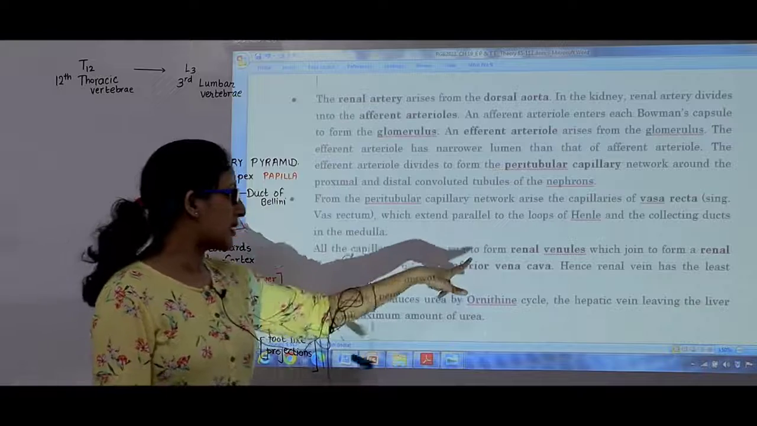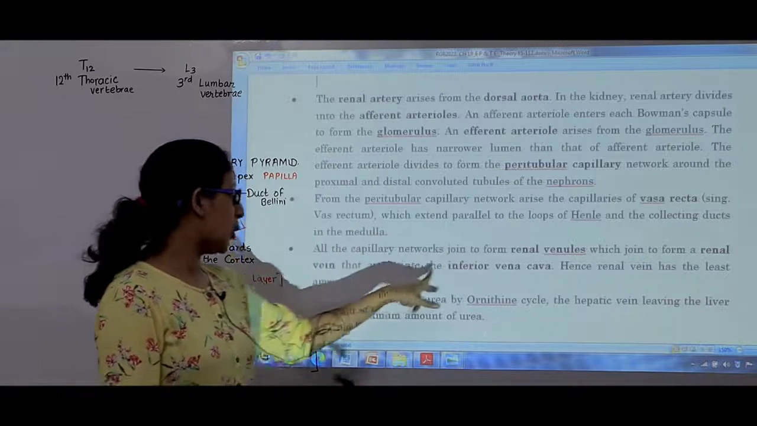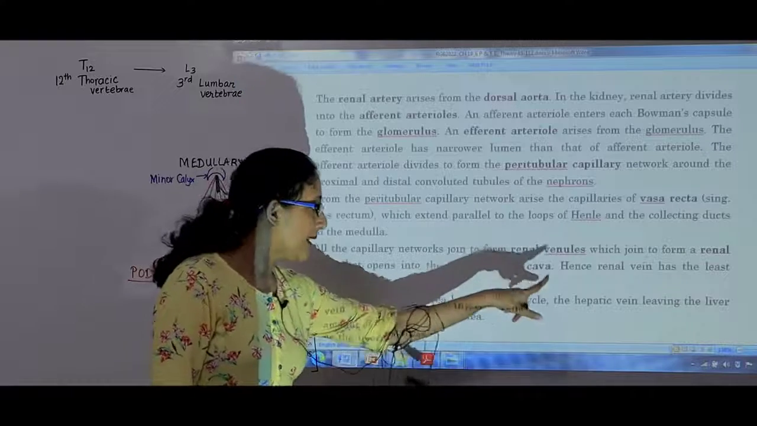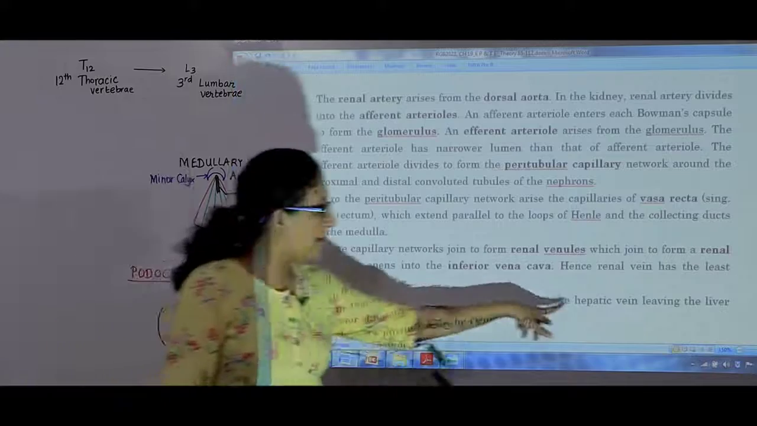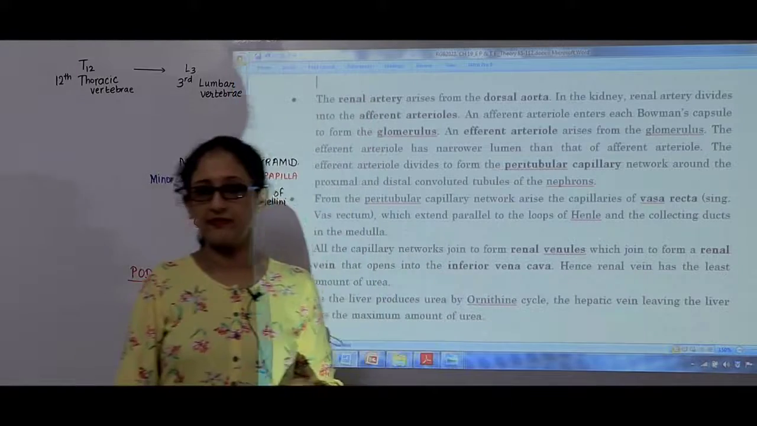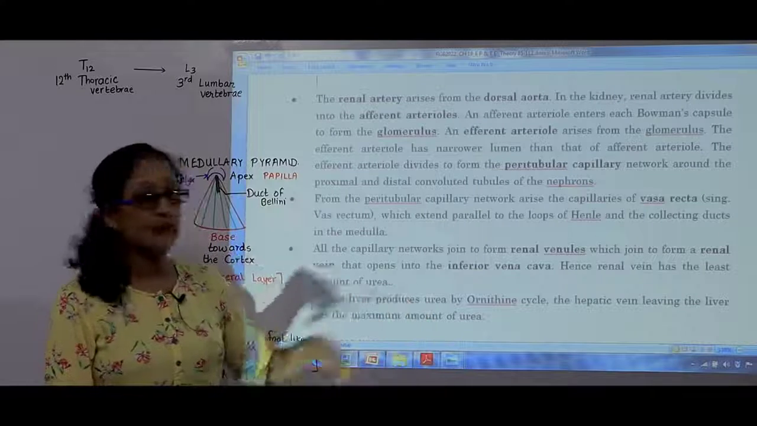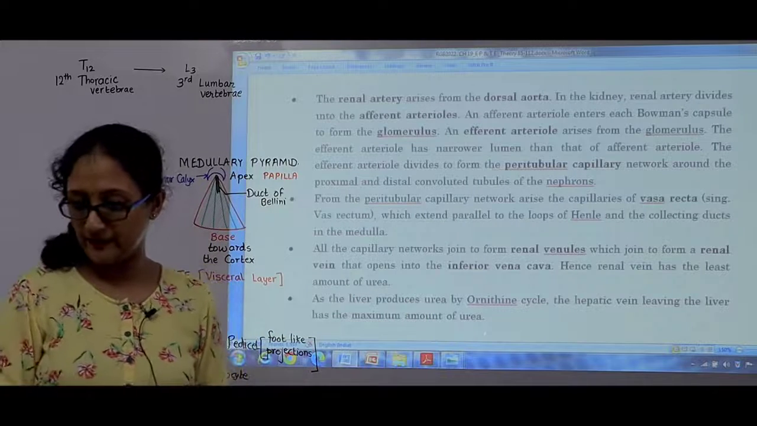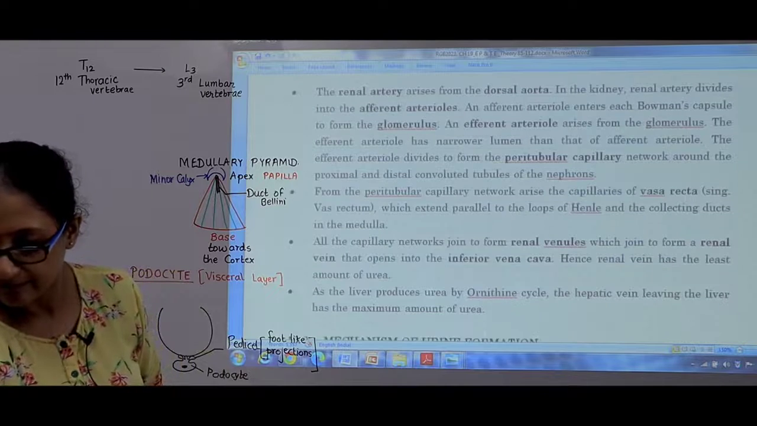Now the renal venules will form the renal vein which opens into the IVC. Hence renal vein has the least amount of urea, but the hepatic vein leaving the liver will have maximum urea because the liver itself produces urea. So this is a very, very important topic.